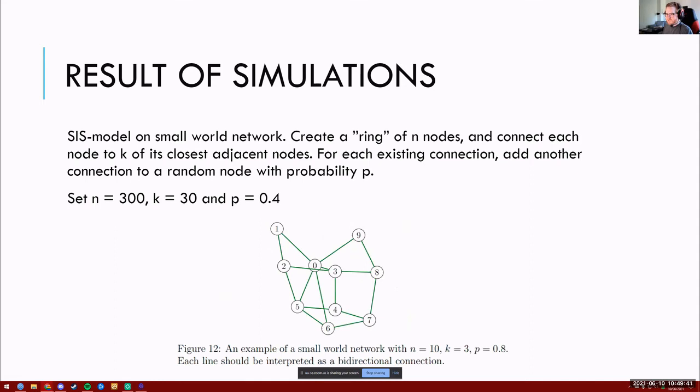And then lastly, we have the SIS model on small world network. The small world network is created by making a ring of n nodes, and then every node is connected to k of its closest adjacent nodes. And then for each existing connection, we add another connection to a random node with probability p. We're studying this because we want to find a relationship between the infector and infectee frequency and the number of neighbors and see how they relate to each other.